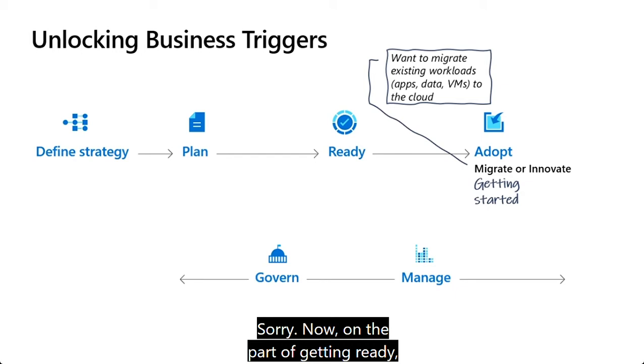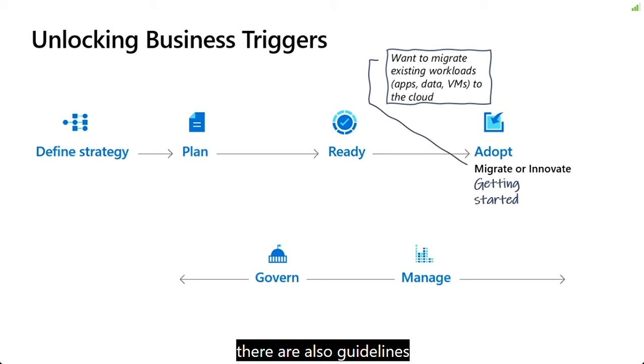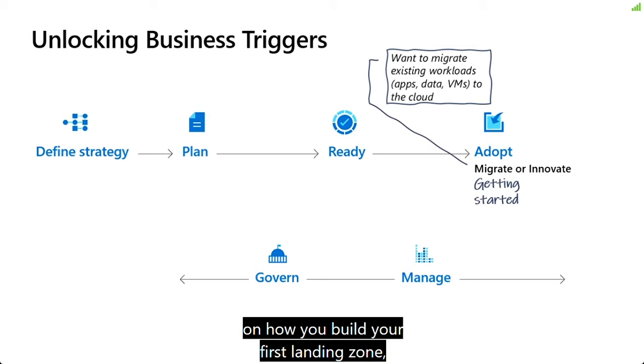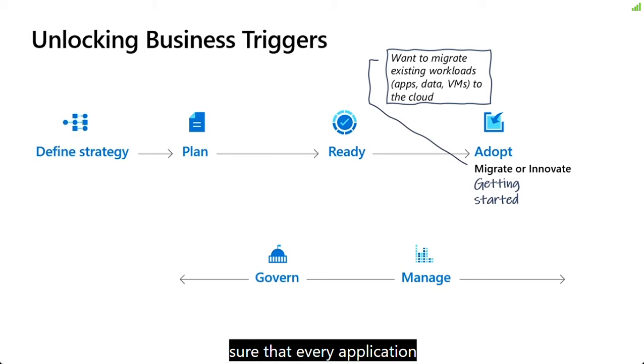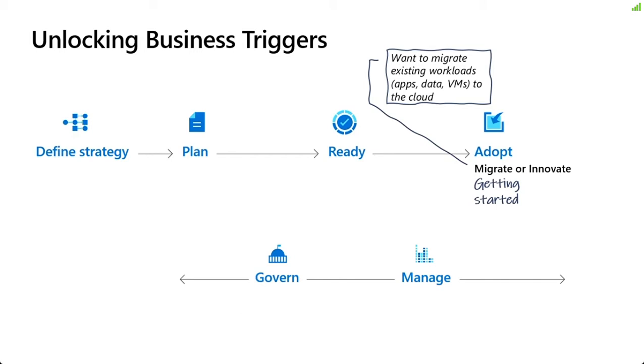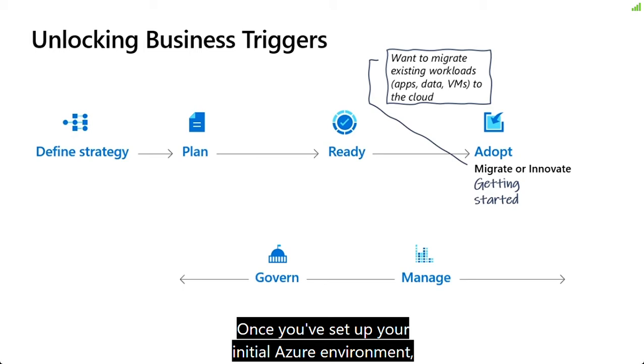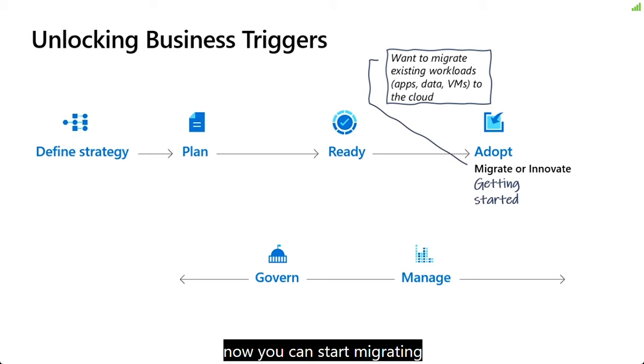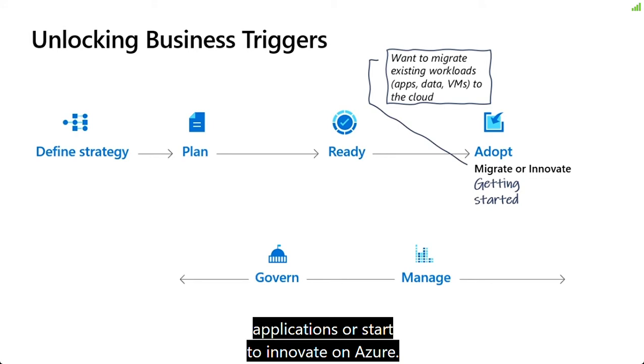Now, on the part of getting ready, I skipped that part. Sorry about that. On the part of getting ready, there are also guidelines on how you build your first landing zone, how you set up your initial Azure setup. It's a step-by-step set of instructions, or there are certain scripts that you can execute to set up your first setup for Azure to make sure that every application or every new workload that you set up in Azure is set up properly and completely. Now, once you've set up your initial Azure environment, now you can start migrating applications or start to innovate on Azure.